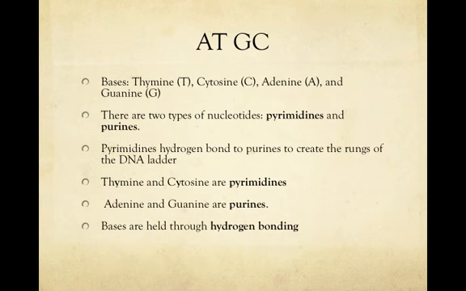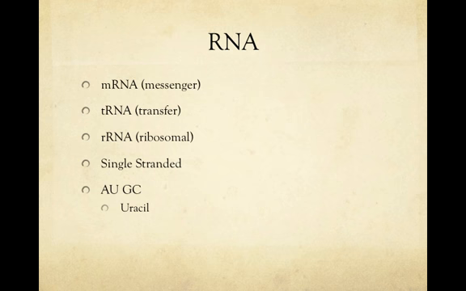So the bases are ATGC, which are the base pairings, adenine and thymine, and guanine and cytosine. Thymine and cytosine are pyrimidines, and adenine and guanine are purines. And these are two types of nucleotides. The pyrimidines hydrogen bond to the purines to create the rungs of the DNA ladder, so therefore A and T are hydrogen bonded, and so are G and C. And for RNA, there are 3 types of RNA: messenger, transfer, and ribosomal. It's single-stranded, and instead of thymine, RNA uses uracil, so it's AU and GC.